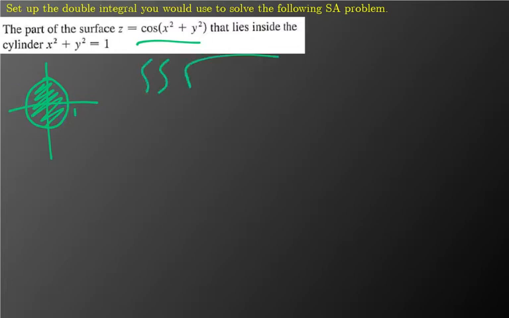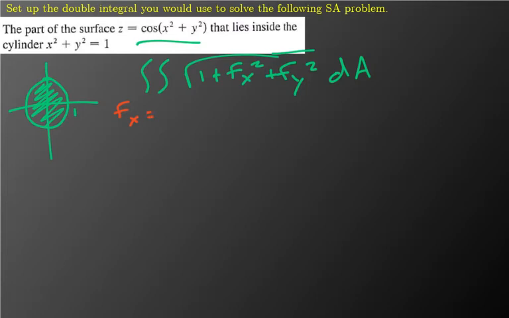It'll be the square root of 1 plus the derivative of that function with respect to x, squared, plus the derivative with respect to y, squared, and then dA. Since it's a circle, I would personally do polar. I think it's way easier. So we should convert everything to polar. I'm going to start and just get my derivatives.